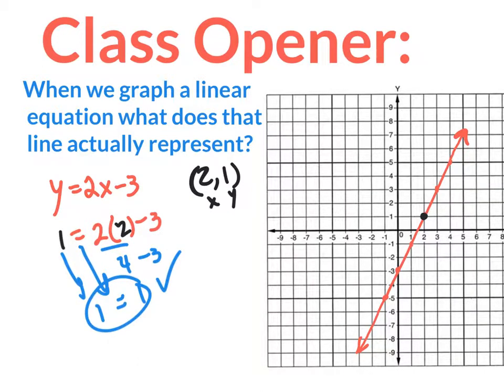It works, right? Any point on this line, any coordinate on this line will be an answer that works for this equation right here. Does that make sense? So it doesn't matter if I go to this coordinate, the coordinate 0, negative 3, or this coordinate 4, 5. I mean, x equals 4, y equals 5. This is a solution to this equation right here. So the line represents the infinite amount of answers that exist to an equation. Let's move on to today's actual lesson.